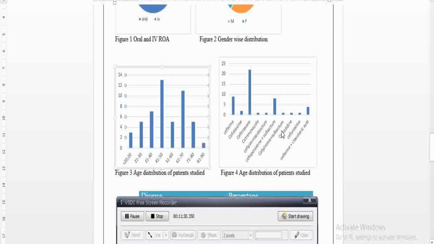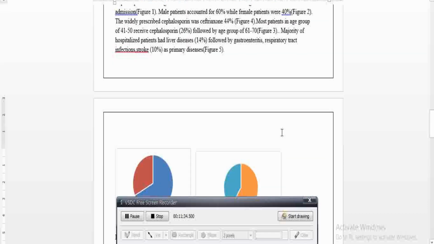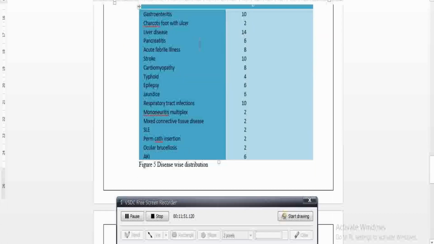Next we have age distributions of... Okay, so that one will be for majority of the hospitalized patients, they had liver diseases, that is 14%. Now this is based on diagnosis, followed by gastroenteritis, respiratory tract infections, stroke, 10% as primary diseases.